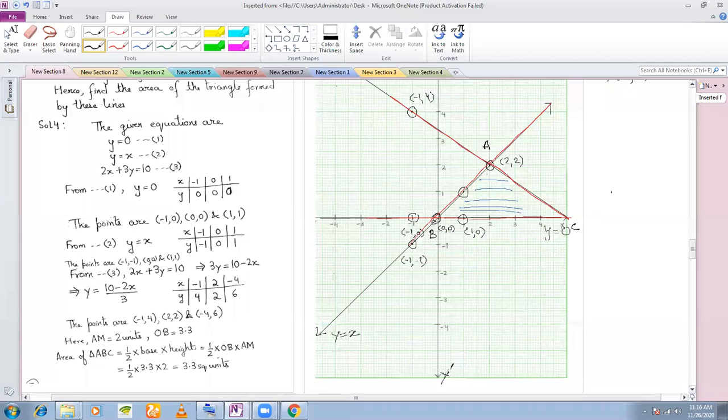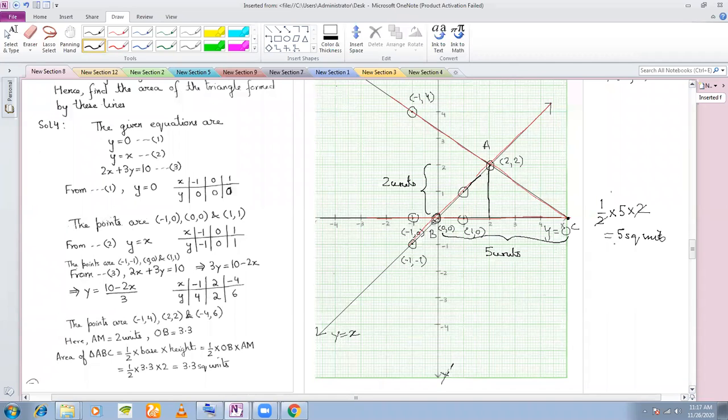And what are the lengths? This will become your height. What is the height of this triangle? The height of this triangle is 2 units. And what is the base of this triangle? The base is this length, which is 5 units, because it meets here at the point 5, 0. So what is the area of this triangle? Half into base into height. So this is 5 square units.